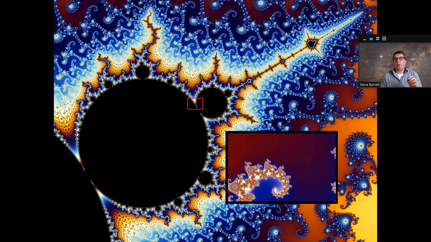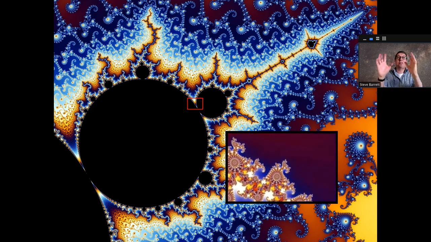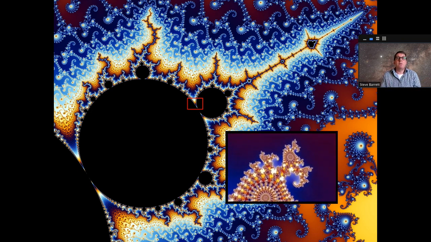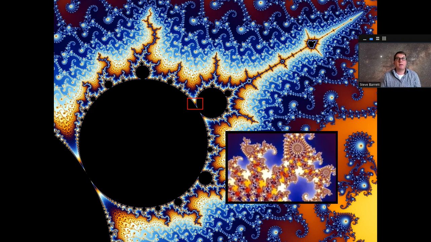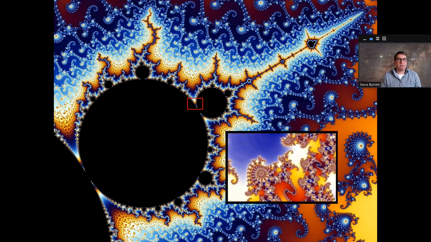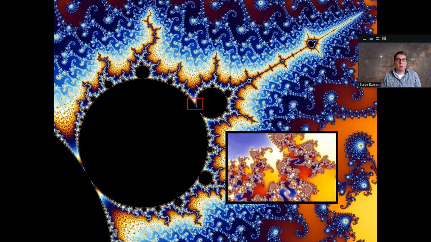So how complex a mathematical formula would we need to generate the entirety of the Mandelbrot set? Not simply the few million pixels that we're looking at here in the main image, and as we're zooming in by a factor of 1,000, by a factor of 1,000,000, by a factor of 1 billion or so.